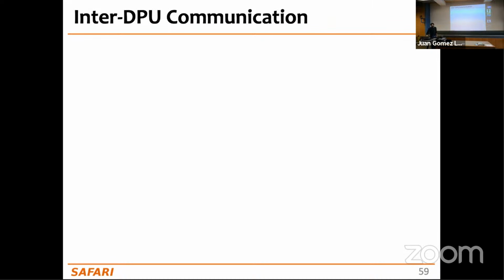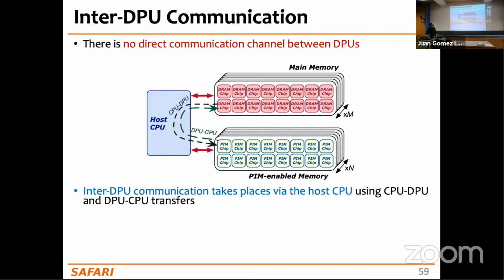And the data transfers are also important because they are also the way to synchronize or communicate across DPUs, what we call the inter-DPU synchronization communication. This inter-DPU communication takes place via the host CPU using CPU-DPU or DPU-CPU transfers. And this is, for sure, one current limitation of the system. Why is that? Because this is going to be costly, much more.